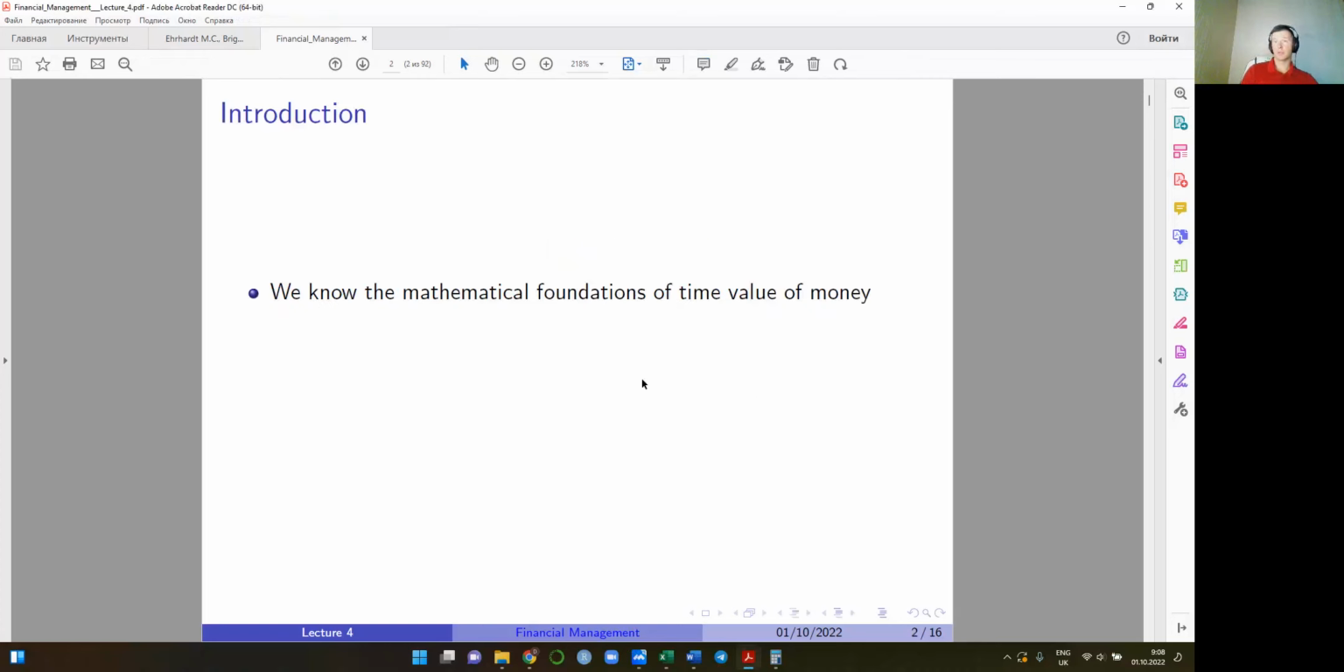So at this moment, we have covered the mathematical foundations of time value of money. We know how to compute present value. We know how to compute future value in general, in specific cases of annuities, perpetuities. So it's time to apply this knowledge practically.